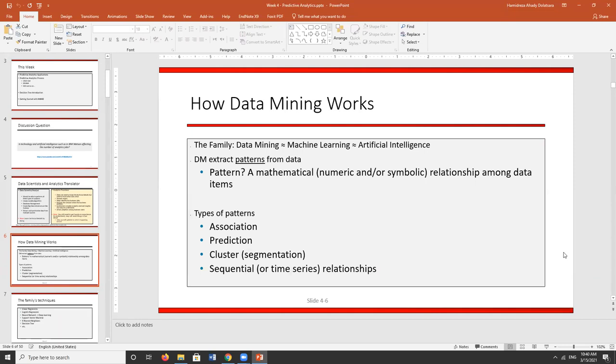Basically, we use data mining or machine learning or artificial intelligence to find patterns from your data. Like which input variables lead to an output, and what are the associations between inputs and outputs? How you can categorize your observations into different classes, or maybe in time series prediction, like you might remember in the Tableau part, we look at the sales per month or per year. So you already saw a pattern, but how can we use that pattern to predict something in future? These patterns are generally association, prediction, cluster or segmentation, or sequential or time series relationships.